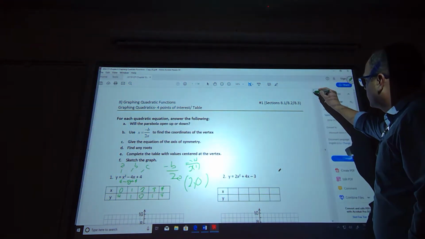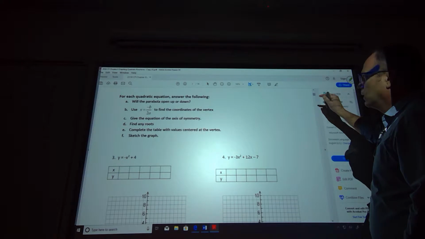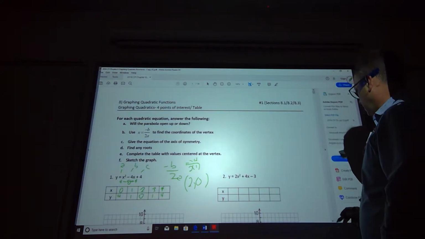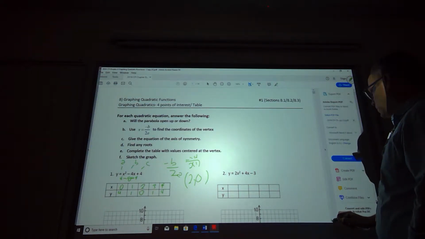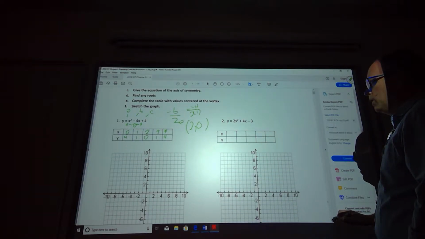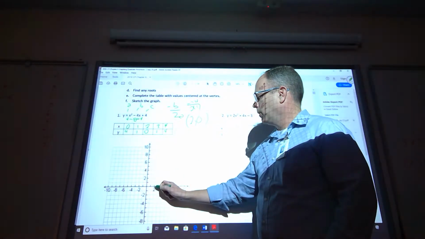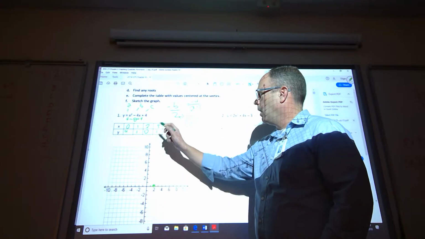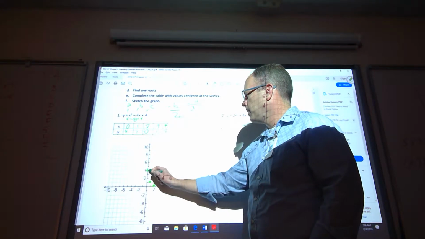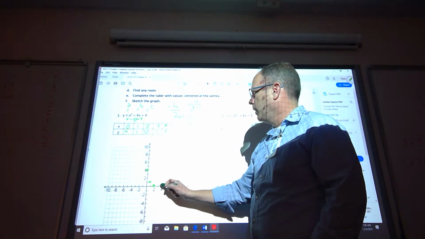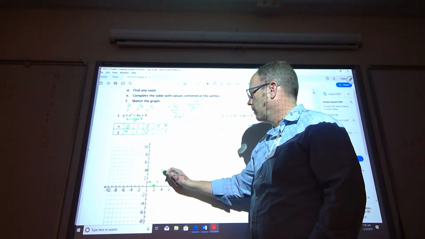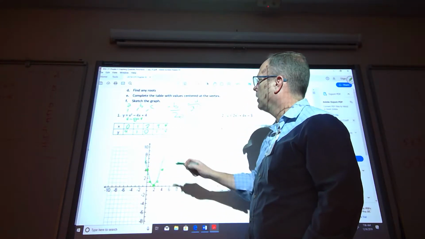So we'll come down and start graphing this. Let's plug in those points. (2, 0) is right here. (1, 1) is here, and (0, 4) is here. (3, 1) is here, and (4, 4) is right here. And then we have our parabola.